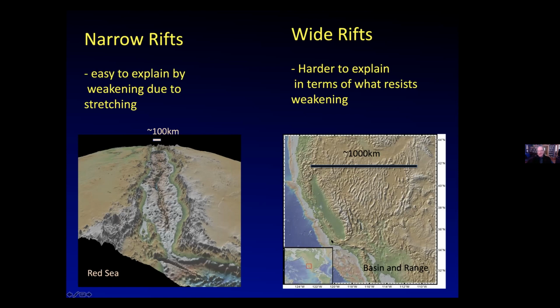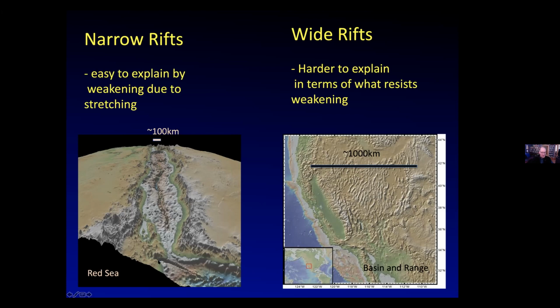it's really easy on a basic level to understand why rifts can be narrow, just because you thin the lithosphere and it becomes weaker, and you thin it some more where it's weakest and it runs away. Classic kind of necking. But it's harder to explain what resists weakening to make wide rifts. And so I'm going to talk about a couple of ideas, really three ideas, and not in great depth, but try to lead you through what people have thought about.